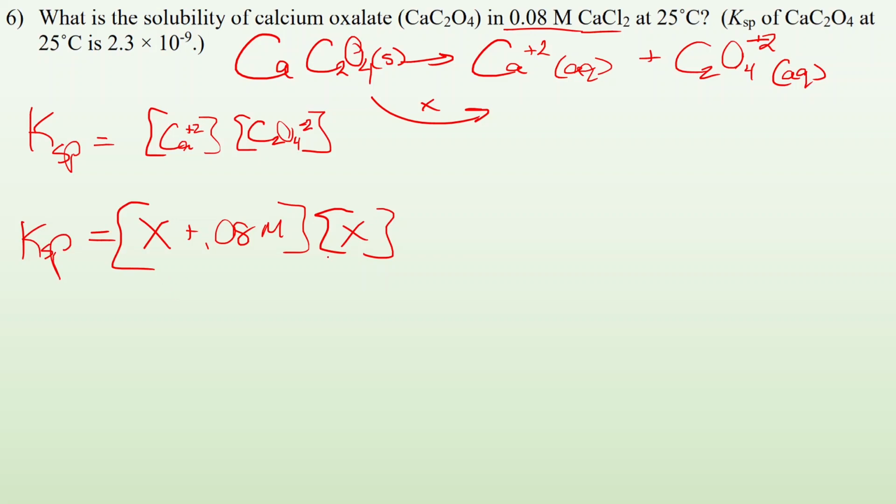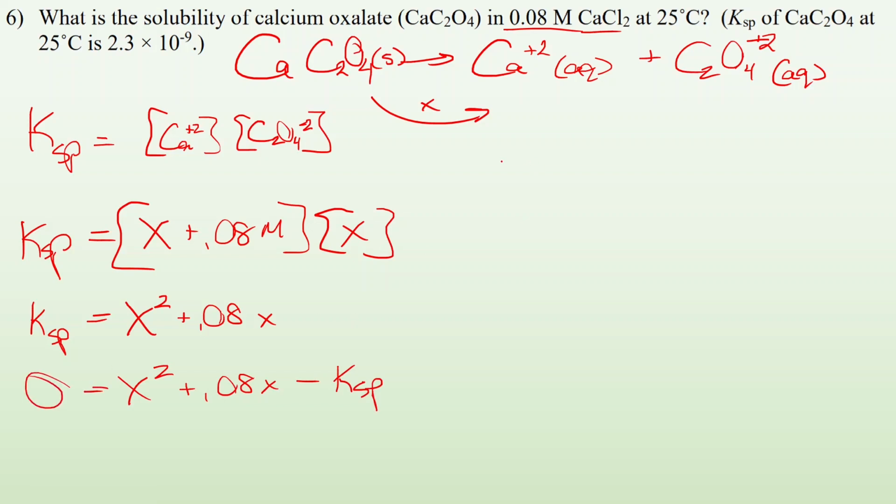Now, let's do the quadratic approach. When I add x to 0.08, I can't ignore x because they're similar in magnitude. So then I distribute this x. I end up with x squared plus 0.08x has to equal Ksp. So now I subtract Ksp from each side. I get x squared plus 0.08x minus Ksp equals 0.